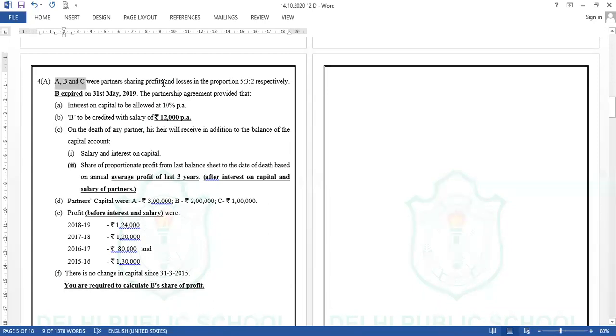A, B, C were partners sharing profits and losses in the proportion of 5-3-2 respectively. B expired on 31st of May 2019. The partnership agreement provided that interest on capital to be allowed at the rate of 10% per annum. B credited with a salary of 12,000 per annum. On the death of any partner, his heirs will receive, in addition to the balance of the capital account, salary and interest on capital, and share of proportionate profit from last balance sheet to the date of death based on annual average profit of 3 years. And this is important: after interest on capital and salary to partners.